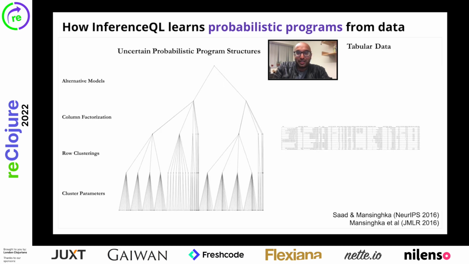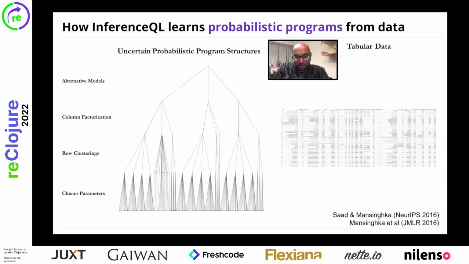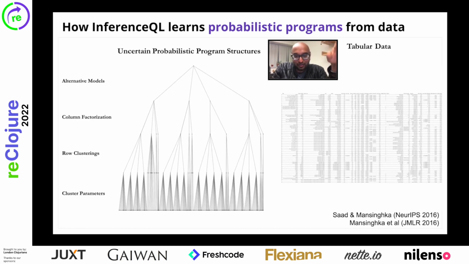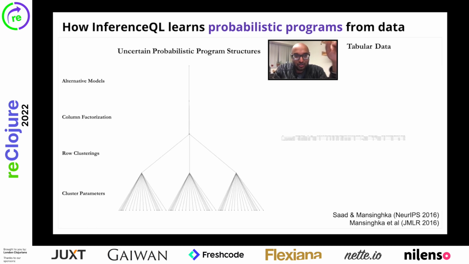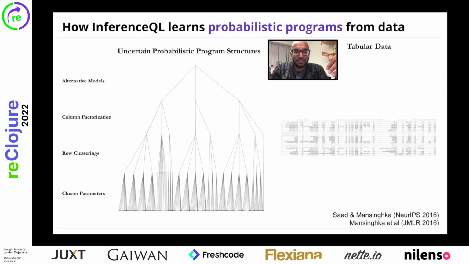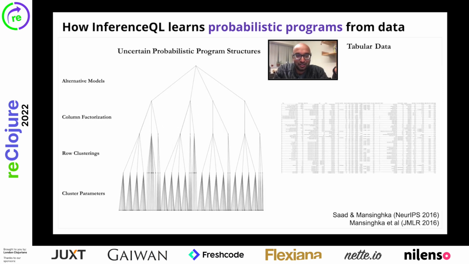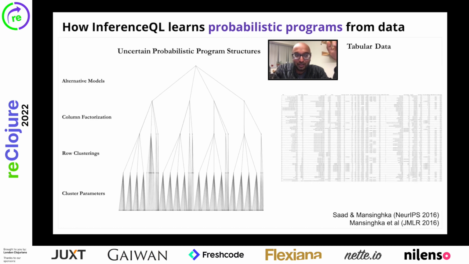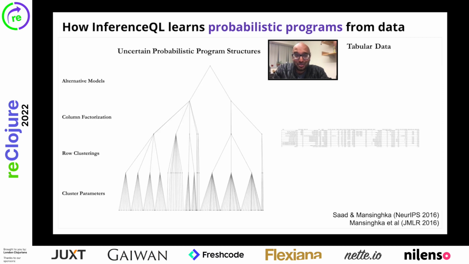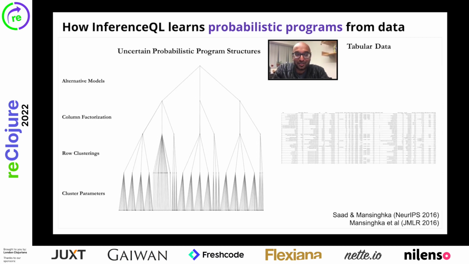Here, what we're showing is a visualization of how InferenceQL learns probabilistic programs from data. Tabular data is streaming in on the right, and on the left, we're seeing a visual representation of uncertainty over the structure of learned probabilistic programs at several different levels, from which probabilistic programs are used to how rows are clustered and what parameters are involved. Later, Zane will show you a Clojure representation of these probabilistic programs, so you can see all the details of how InferenceQL is modeling data and generating accurate synthetic data.